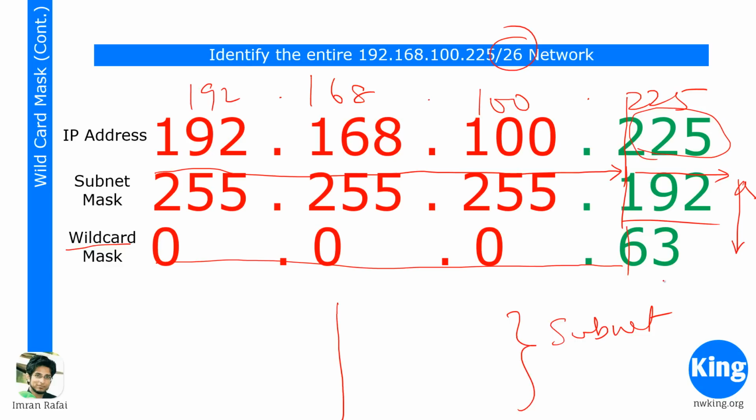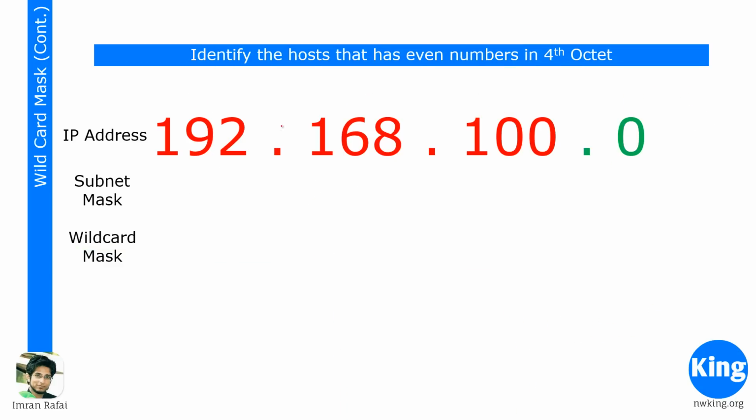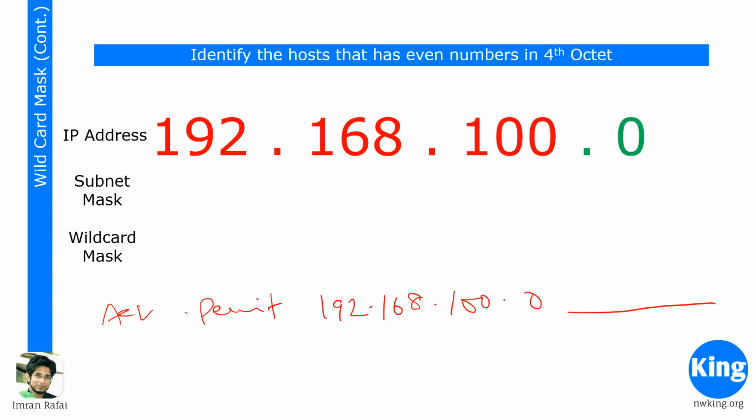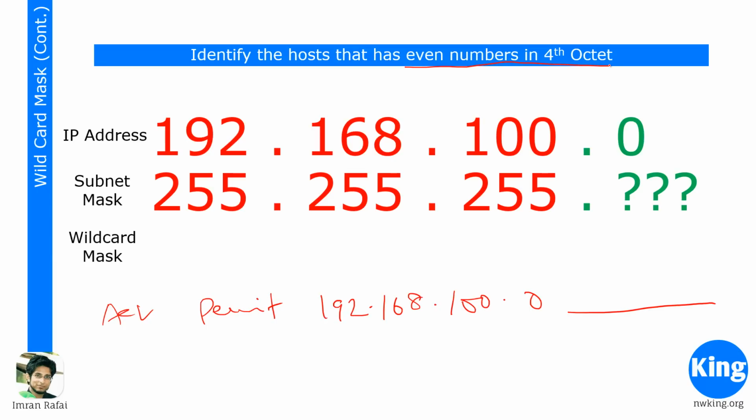So let's look at another example. It says identify the hosts that have even numbers in the 4th octet. That means you're putting this in an ACL, and you say the ACL command permit 192.168.100.0, and then you have to put some wildcard mask such that it permits only IP addresses with an even number in the 4th octet. How do you do that? Can you do that using subnet mask? I don't think so. I don't think there is a subnet mask value in the 4th octet that can identify only even numbers.